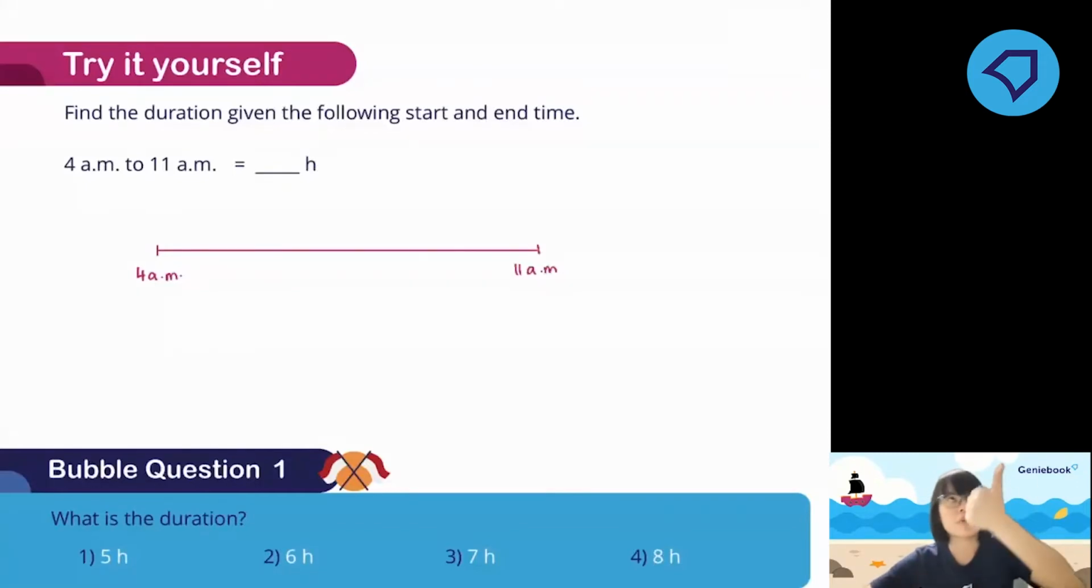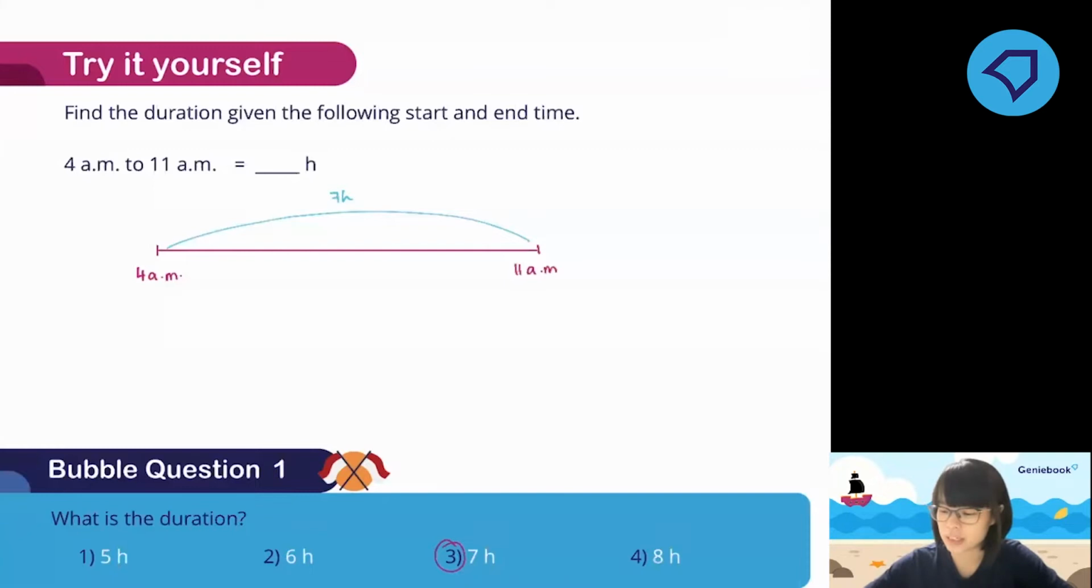Okay, I can count 4, 5 o'clock, 6 o'clock, 7 o'clock, 8 o'clock, 9 o'clock, 10 o'clock, 11 o'clock, right? So from 4 to 11 a.m. is actually just 7 hours. So your answer would be option number 3. Okay, option number 3. Any questions so far? This one's quite easy. Okay, all right.